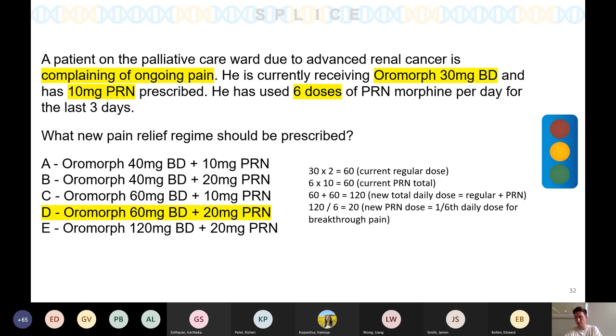And then we can convert this to their new regular regime, which will be 120 milligrams. So split that into two doses, 60 milligrams BD. And then onto the PRN dose, this is going to be a sixth of their total dose. So 1/6 of 120 is 20 milligrams. Right. Hopefully that makes sense, and breaking it down will help the people who struggle with that one. Got a second question here.